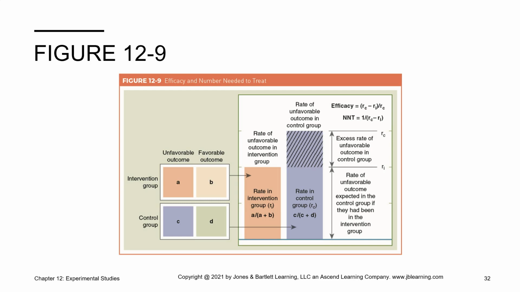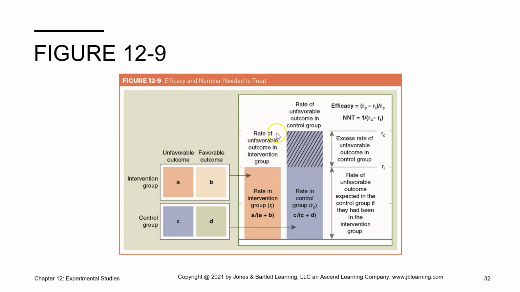And figure 12.9 goes over some of the calculations here for efficacy and number needed to treat, and it sets it up in the 2x2 table here. So we have on the top our outcomes, and then on the side we have our groups. So our A represents those with an unfavorable outcome in the intervention group, and B is a favorable outcome in an intervention group. Then C is the unfavorable outcome in the control group. D is the favorable outcome in the control group.